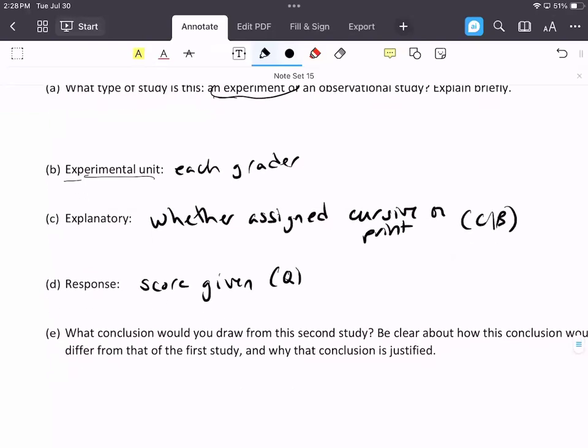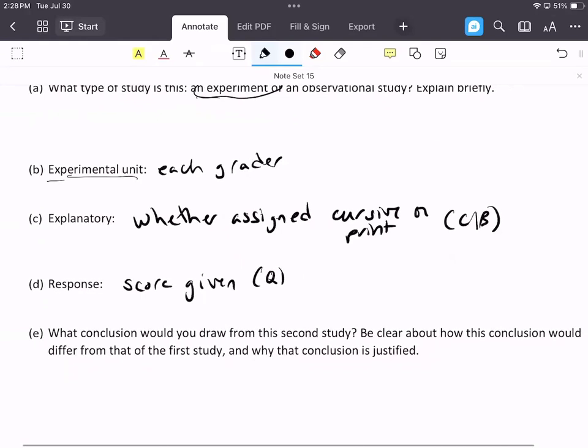What conclusion would you draw from the second study? Be clear about how this conclusion would differ from that of the first study and why that conclusion is justified. We can now say that there is cause and effect, that writing style has an effect on the grade. And it all goes back to the fact that it's an experiment and not an observational study.